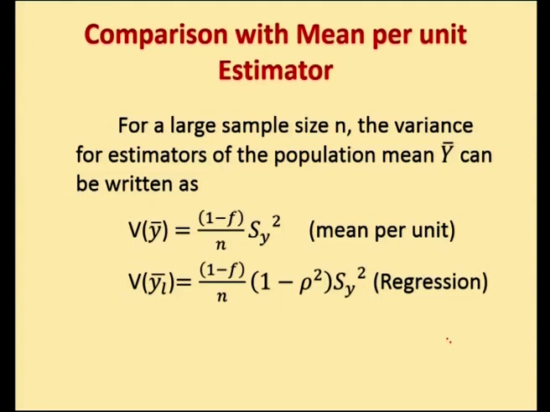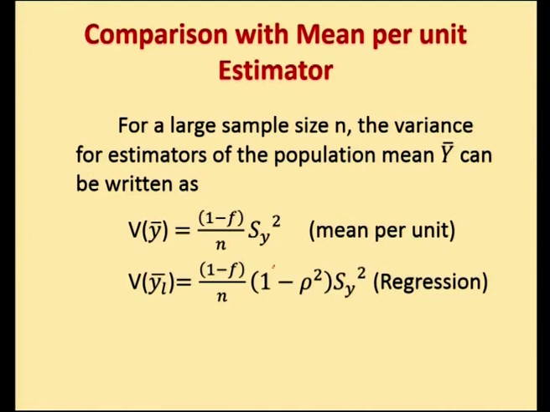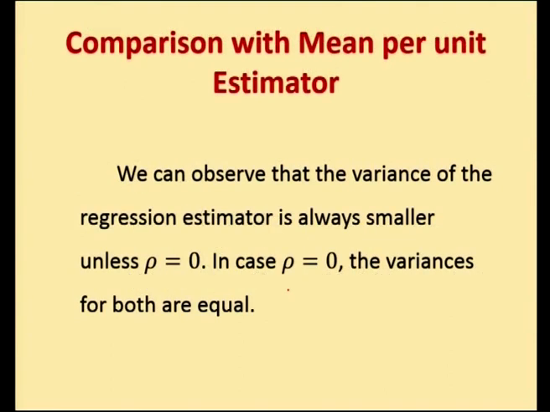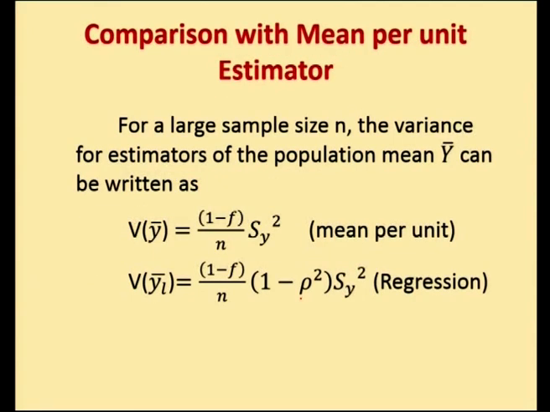Now, we will compare the regression estimator with the mean per unit estimator. For a large sample size n, the variance of the estimator of the population mean y bar is written as variance of y bar is equal to 1 minus f by n into s y squared. This is for the mean per unit method, and the variance of the regression estimator is 1 minus f by n into 1 minus rho squared s y squared. By comparing the variance of the mean per unit with the variance of the regression estimator, we can see that the variance of the linear regression estimator is smaller than the variance under mean per unit. We can observe that the variance of the regression estimator is always smaller unless rho is equal to 0. So, in case rho is equal to 0, both the estimators become the same; the correlation coefficient becomes 0, and the variance under mean per unit will be the same as the variance of the regression estimator.